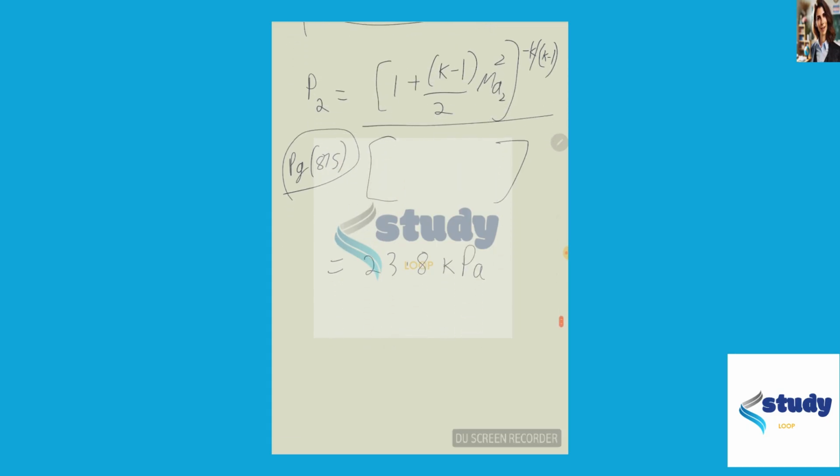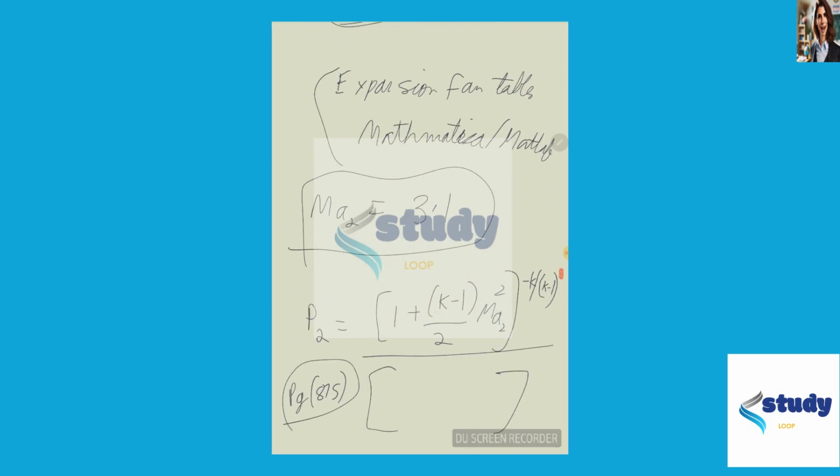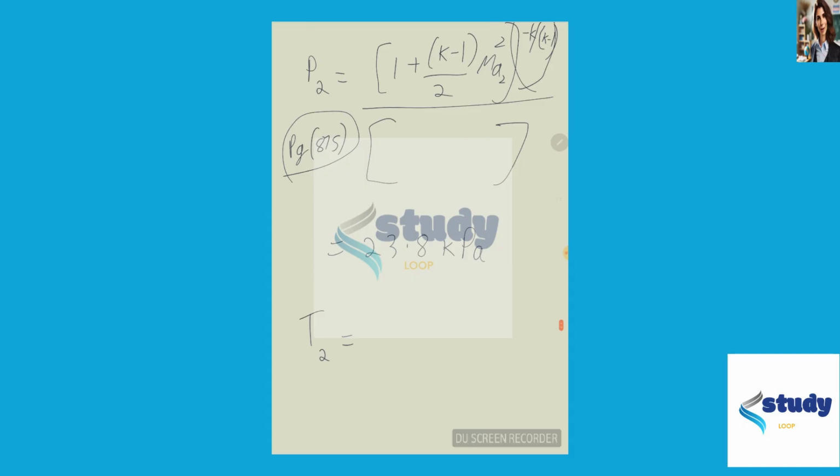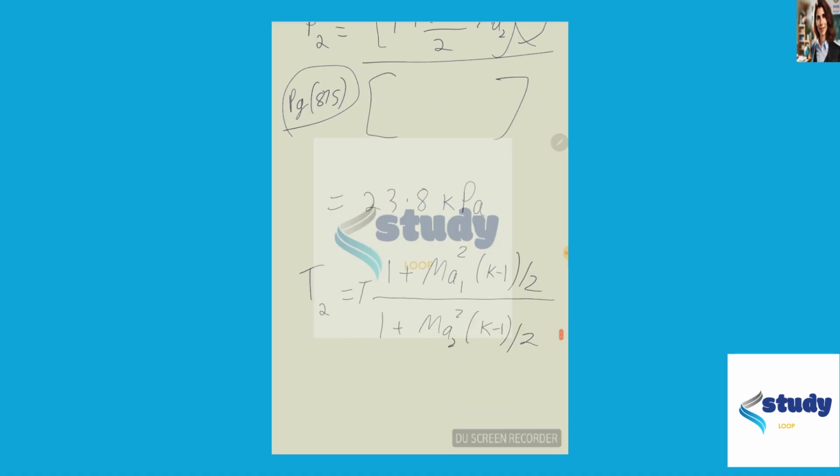And the temperature has a very similar formula, except for the exponent factor outside. So again, I'll just write it down here: 1 plus Mach 1 squared (k minus 1) by 2, divided by 1 plus Mach 2 squared (k minus 1) by 2, times T1, of course. When you solve this one, you get T2 equals 191 K.